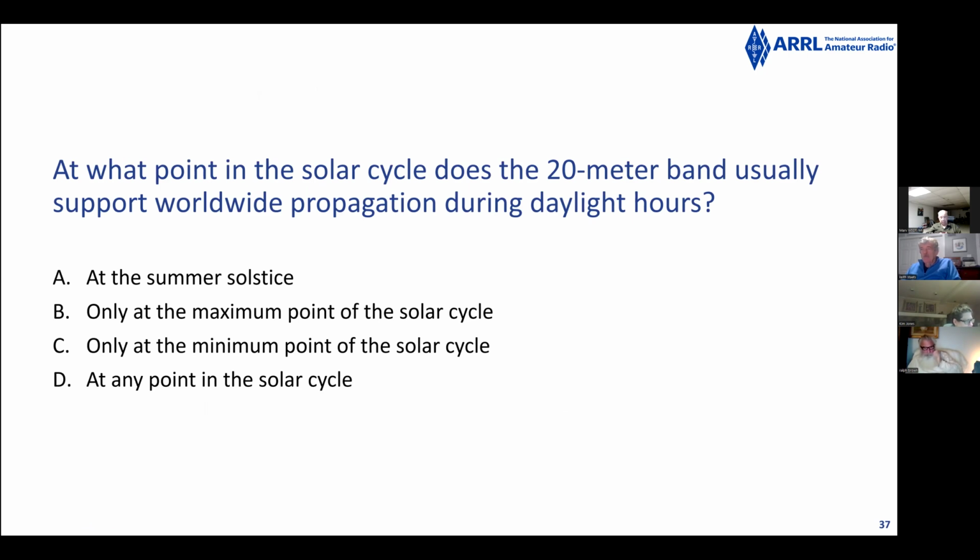At what point in the solar cycle does the 20-meter band usually support worldwide propagation during daylight hours? A, at the summer solstice. B, only at the maximum point of the solar cycle. C, only at the minimum point of the solar cycle. Or D, at any point in the solar cycle. It's D, I believe. Yep, D. It's the long distance band that's reliable almost all the time, regardless of day or night, or where we are in the solar cycle.